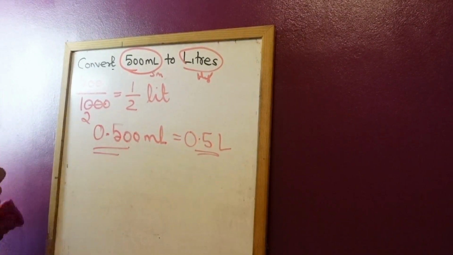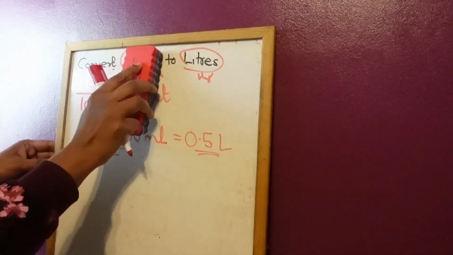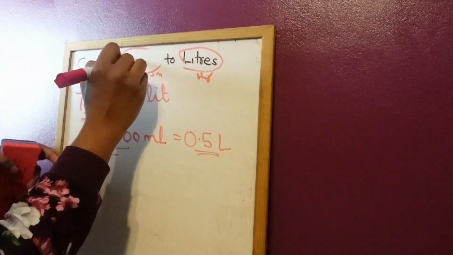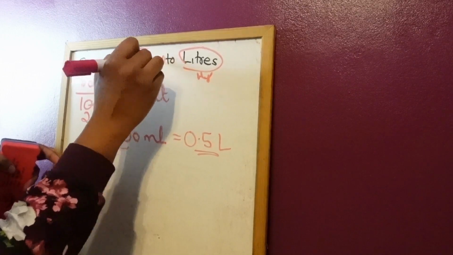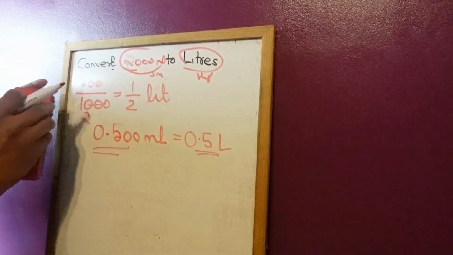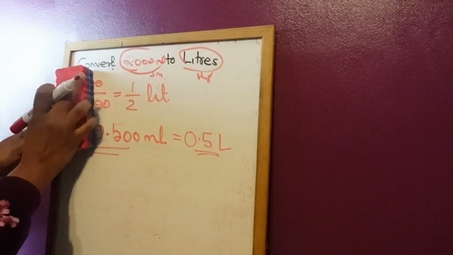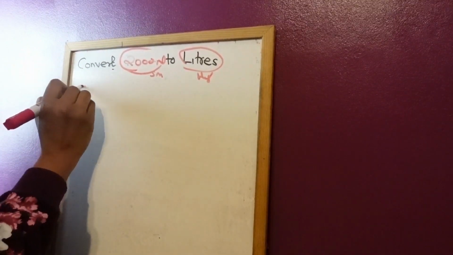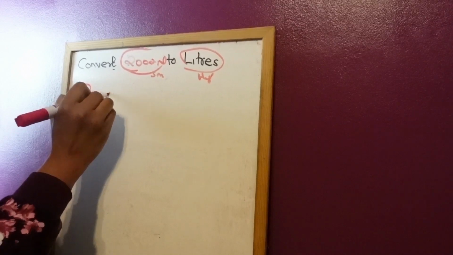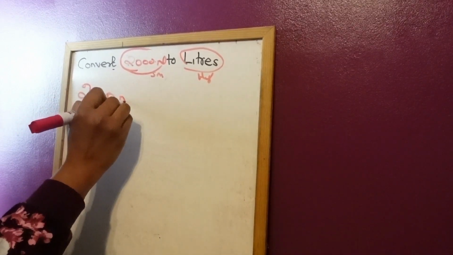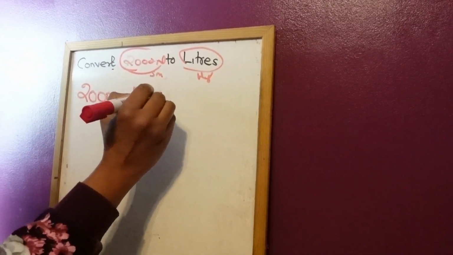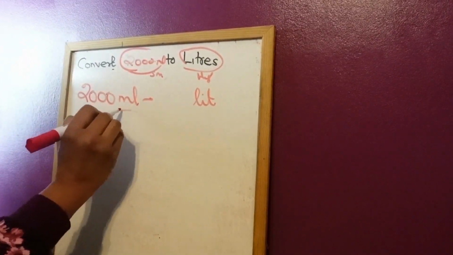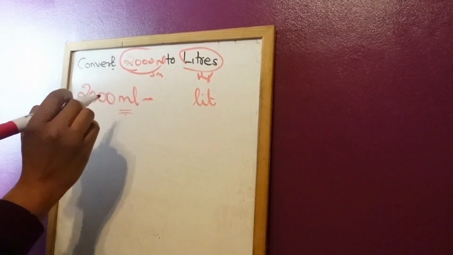If you want to do 2000 ml to liters, forget about this formula. I'm going to show you the other way, the way I said now. Just imagine you have to convert 2000 ml to liter. So this is the small amount and to the higher amount.